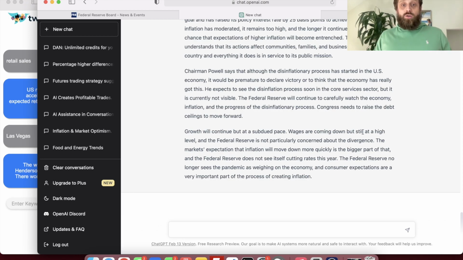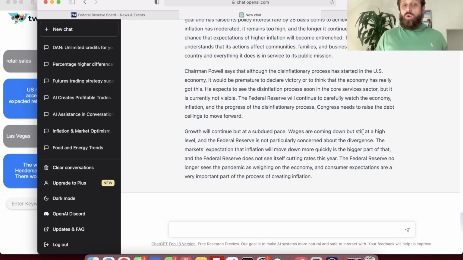Growth will continue, but at a subdued pace. Wages are coming down, but still at a high level. The Federal Reserve is not particularly concerned about divergence. So that means that as wages are coming down, they're not worried that it's going to affect the growth of people seeking jobs. The market's expectation that inflation will move down more quickly is the bigger part of that. And the Federal Reserve does not see itself cutting rates this year, which was supposed to happen by December.